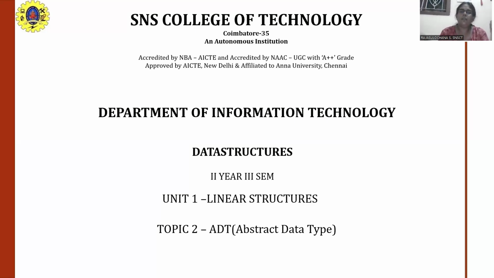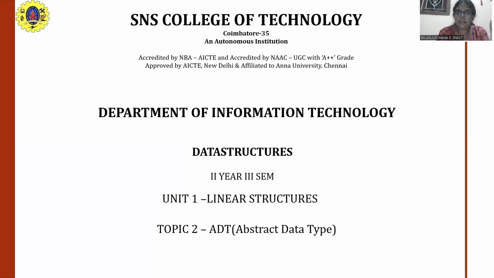So, welcome to lecture series on data structures. In today's lecture series, we will discuss the abstract data type. In the previous lectures, we have seen the introduction to data structures and types of data structures. I hope you are clear about those two topics. So today we will move on to abstract data types.